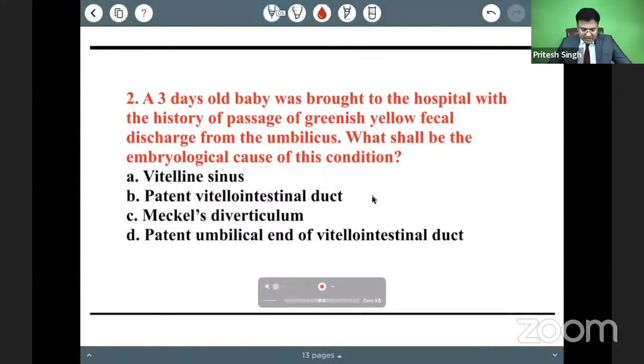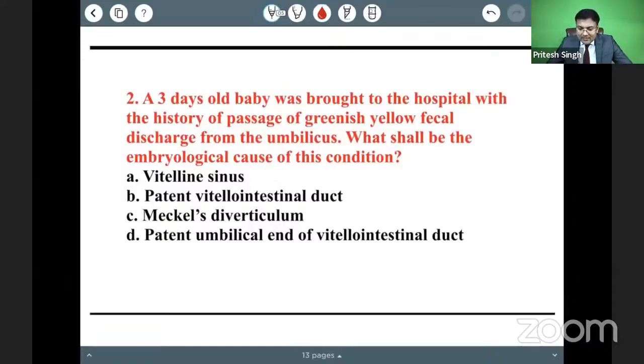The question is, a 3 days old baby was brought to the hospital with history of passage of greenish yellow fecal discharge from the umbilicus. Now, can you see greenish yellow fecal discharge? It means whatever the discharge is coming, this discharge is coming from the gut. What shall be the embryological cause for this condition? Now, you people first tell me the answer, then I'm going to discuss the question.